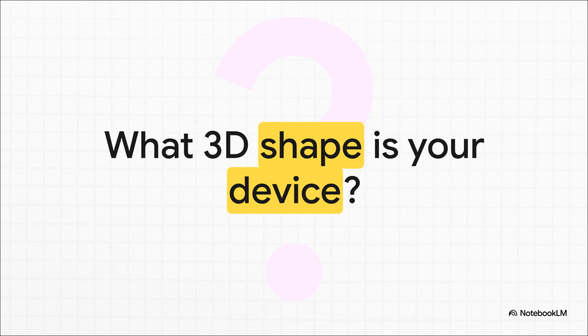So, I want to put your spatial reasoning to the test right now. Look closely at the device you're using to watch this explainer. What 3D shape is it? Think about its faces, its edges, and its vertices. Is it a thin rectangular prism? Does it have some curved cylindrical elements on the sides?